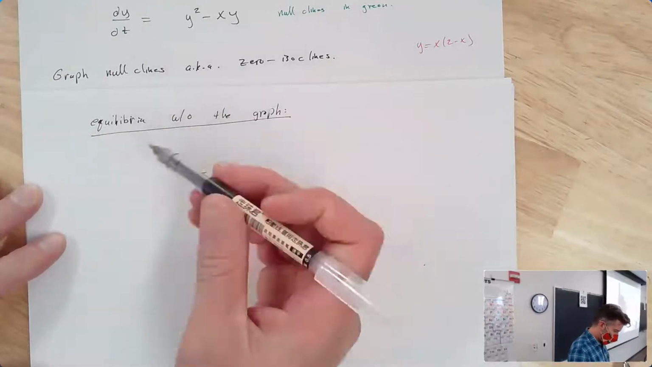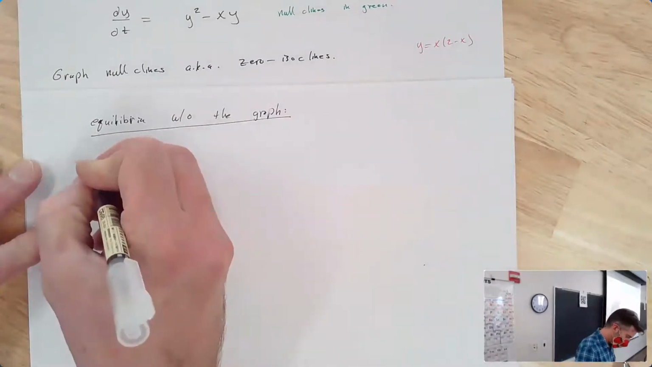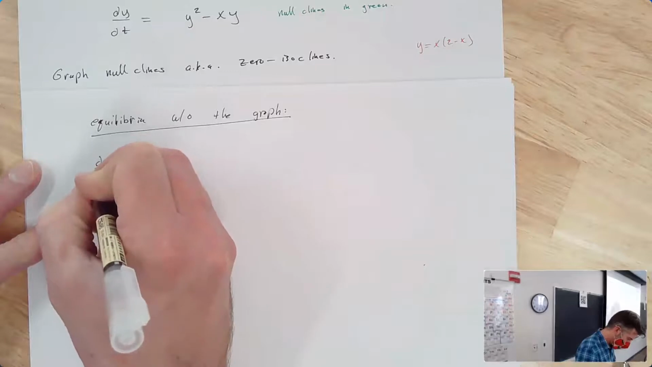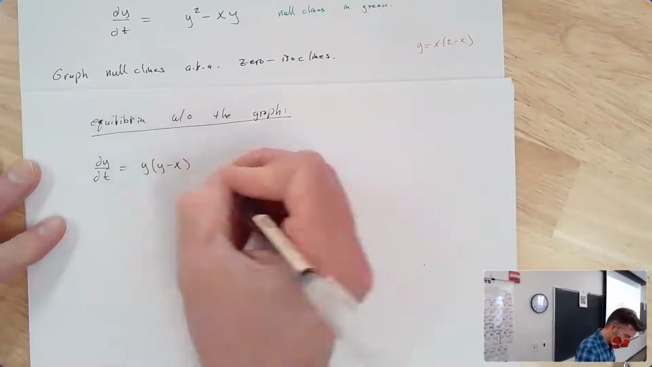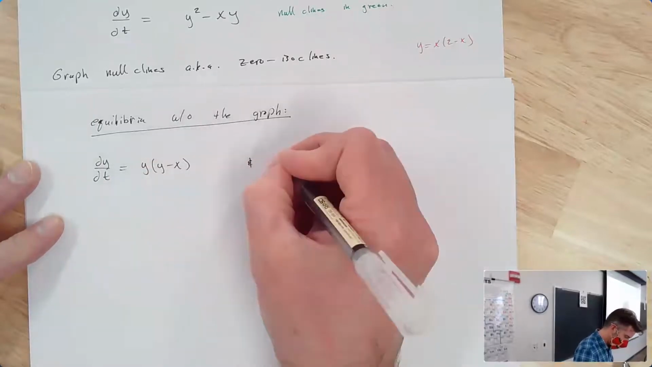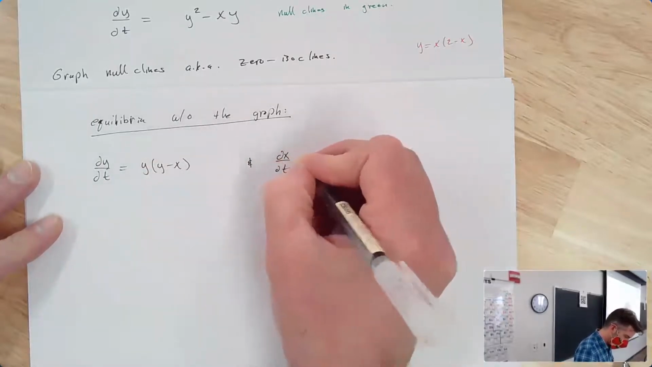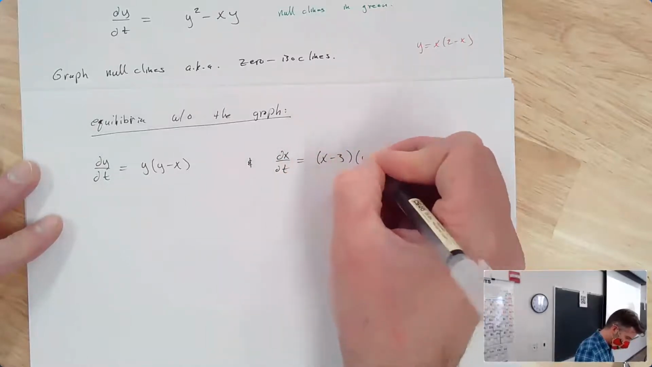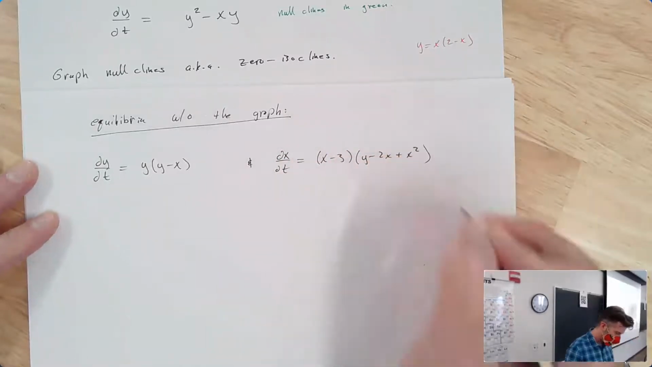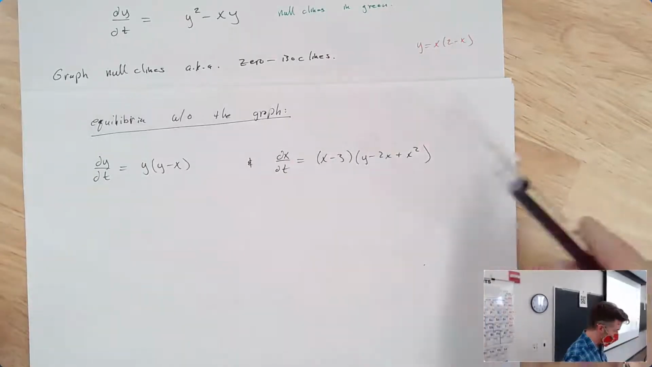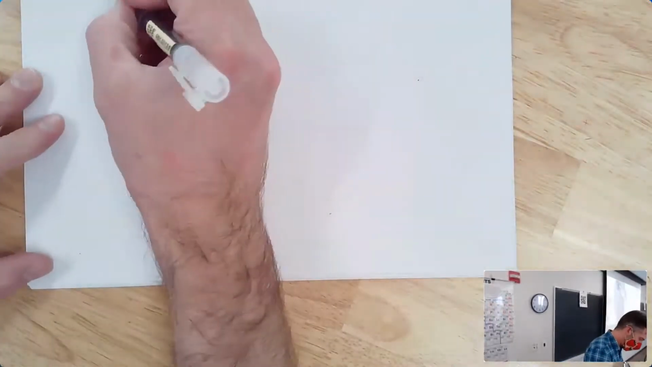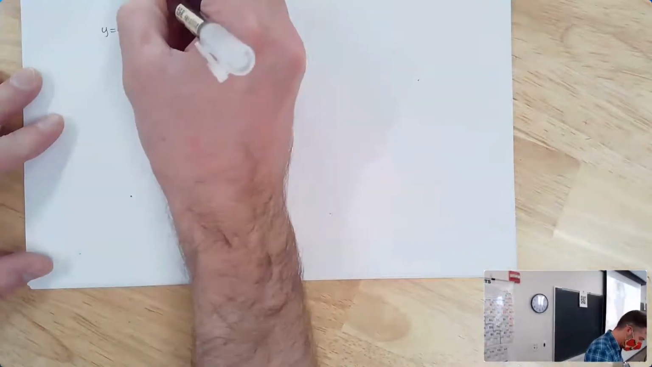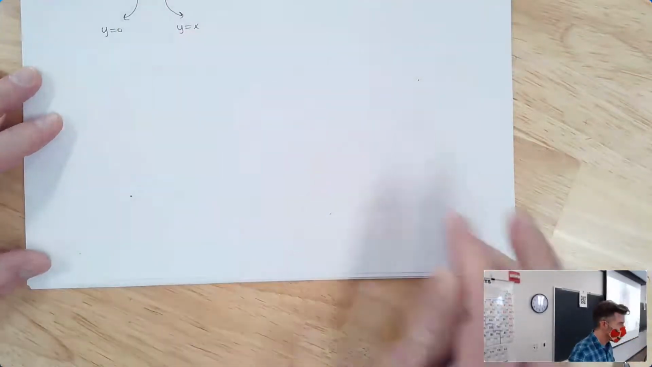So if I was working with these two equations, let's write them down here. dy/dt is y times y minus x. And I should have written dx/dt first, but I didn't. And dx/dt is x minus 3 times y minus 2x plus x squared. So the first equation is definitely easier to work with. It's easier to see what's going to make that 0. I'm either going to get y equal to 0 or y equal to x.